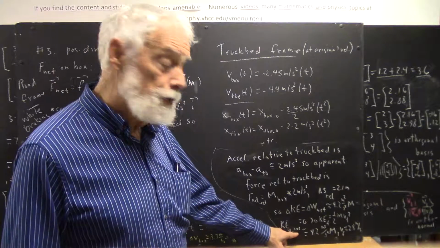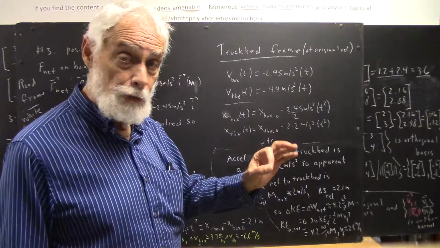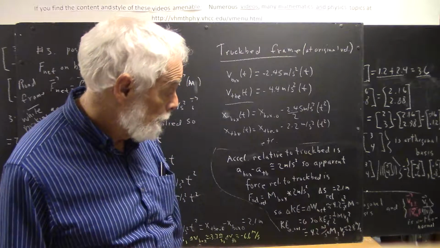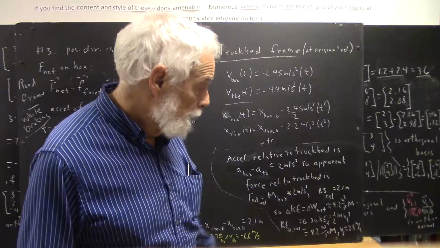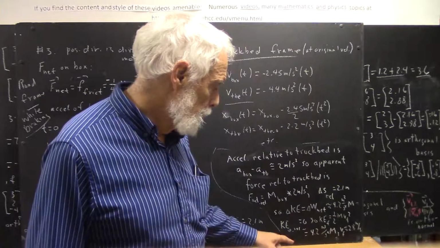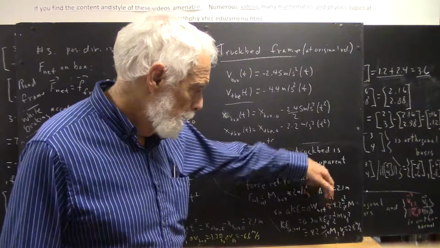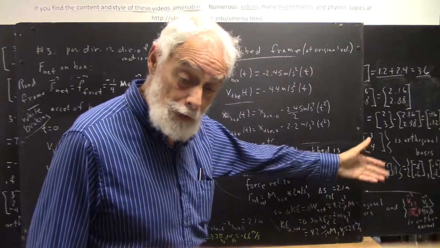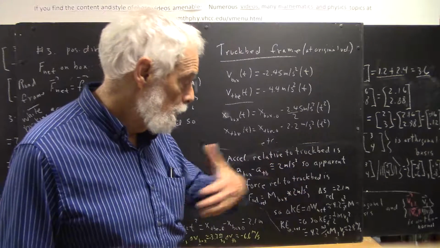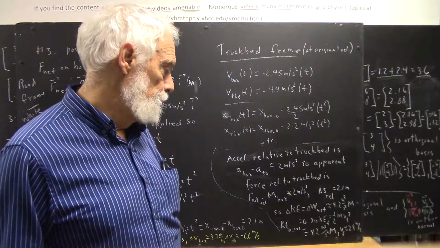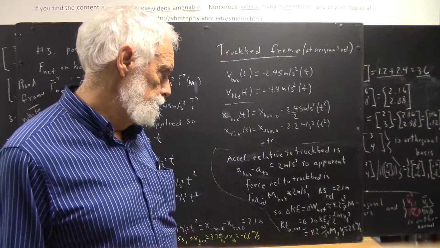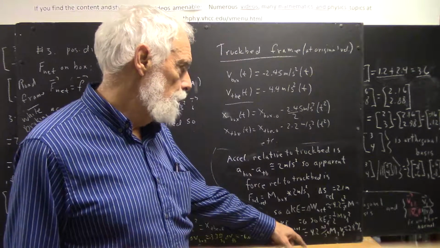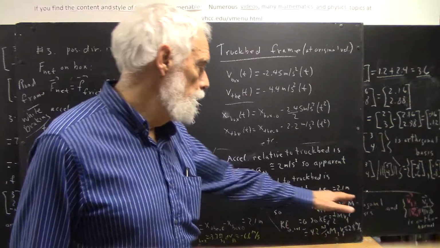So the initial kinetic energy relative to the truck bed is 0. The box is not moving relative to the truck bed. So the final kinetic energy, and I've started dropping the relative subscript here, is then going to be 1/2 mass times the final velocity squared. Again, all relative to the truck bed. And it's got to be equal to the change in kinetic energy.